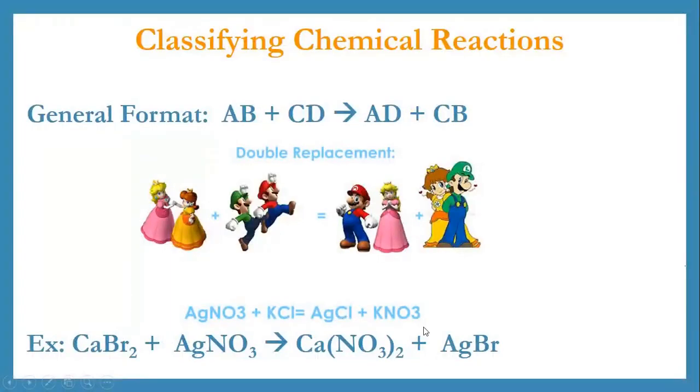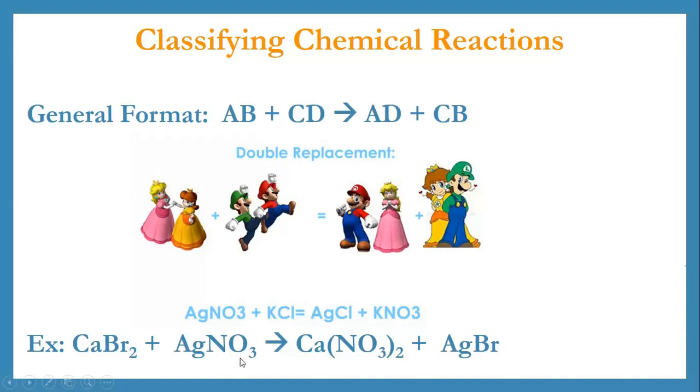All right, and then there's double displacement or double replacement. I keep mixing those up, but just know that I can say either one. Here's Daisy and Peach. Mario and Luigi, and then Mario was with Luigi, now he's with Peach. Luigi was with Mario, now he's with Daisy. So that's double displacement. They come in pairs and they leave in pairs, but they're not the same.